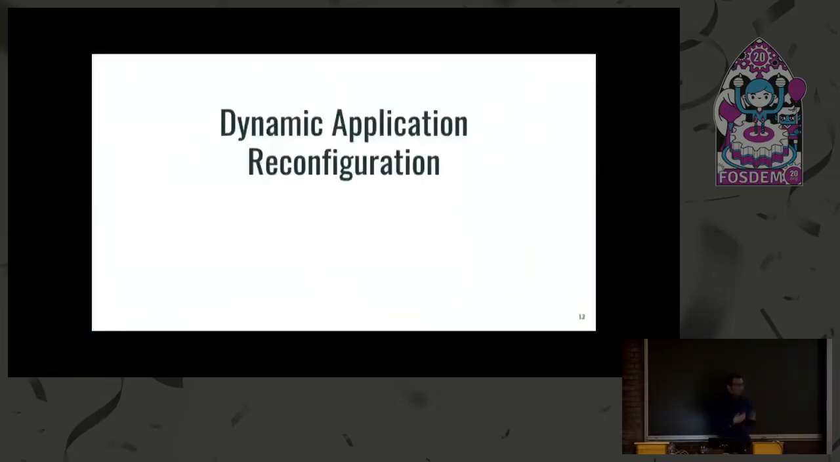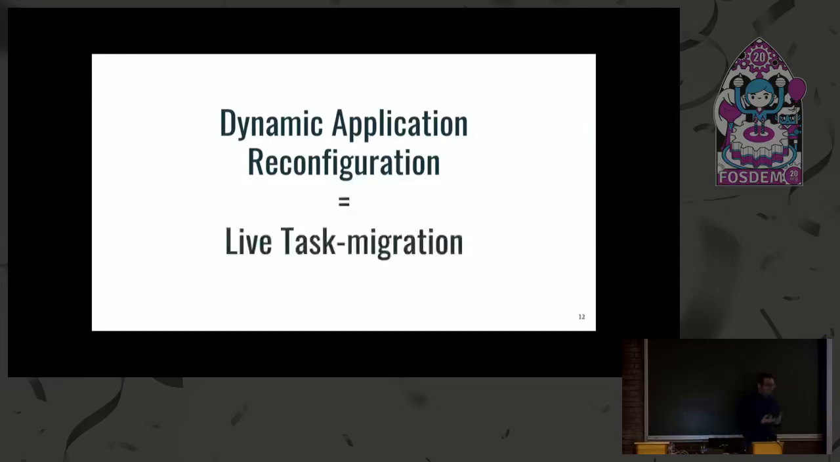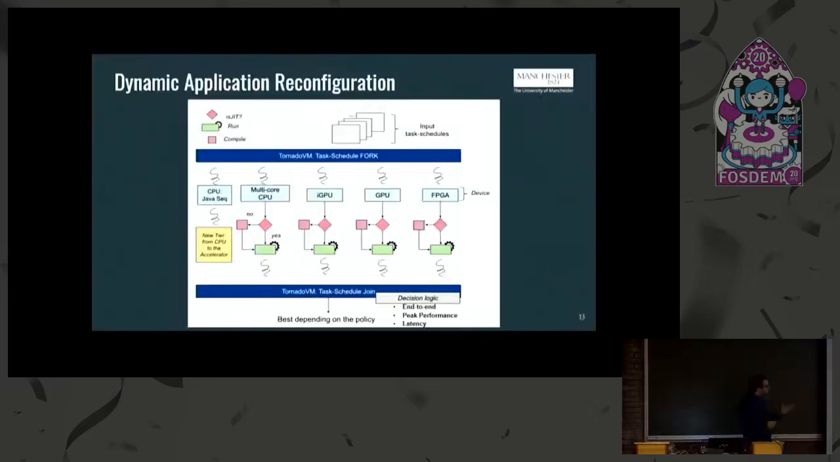Let's have a look now at what dynamic application reconfiguration is, which I think is a very nice feature to have in systems. Dynamic application reconfiguration is essentially live task migration. So the tasks, the methods, can be dynamically migrated from one device to the other. And this is really cool. Let's have a look at how our framework is built in order to support this functionality.